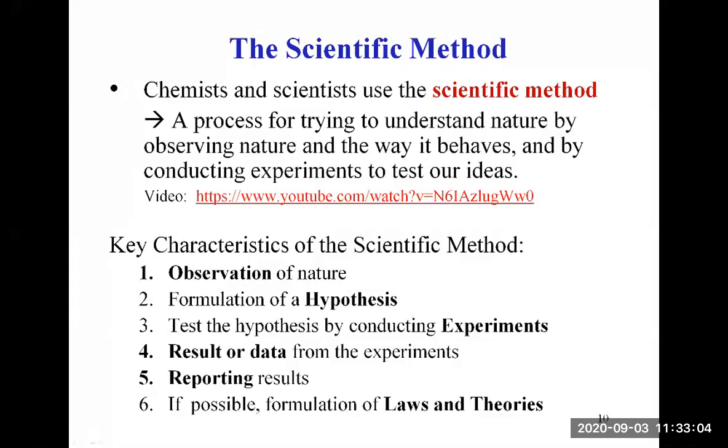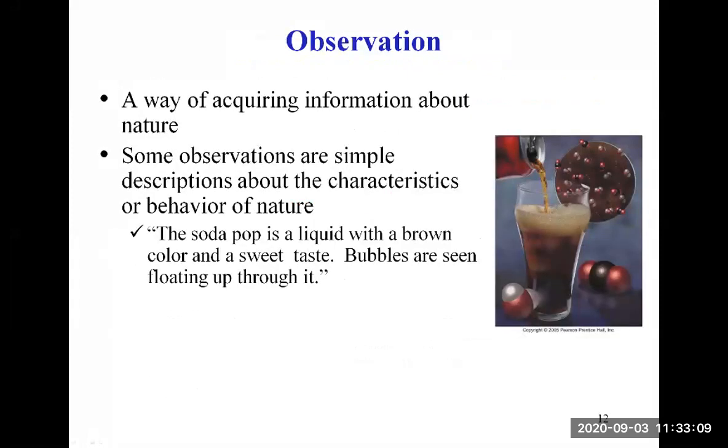Let's look at the key characteristics of the scientific method again. So the first step is observation, which is a way of acquiring information about nature. Some observations are simple descriptions about the characteristics or behavior of nature. For example, if you are asked to observe the soda pop and give your observations on paper, you could write that the soda pop is a liquid with a brown color and a sweet taste. Bubbles are seen floating up through it.